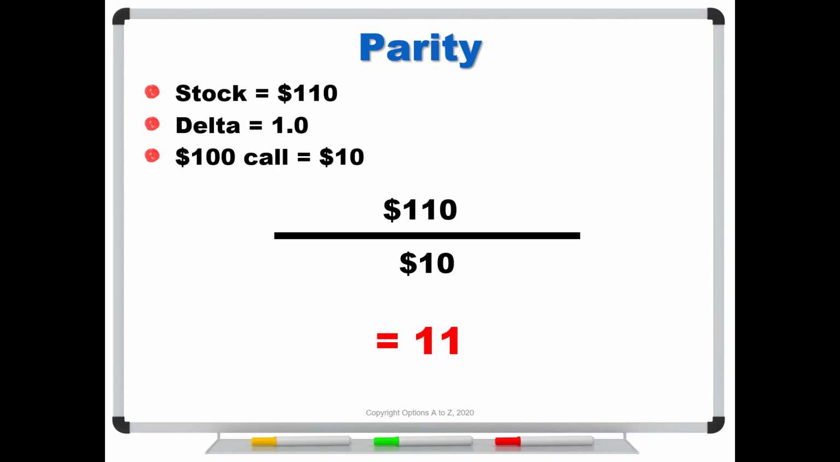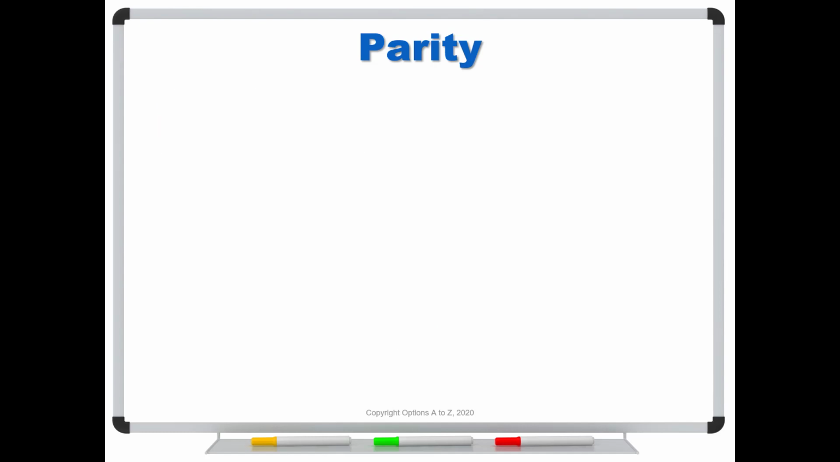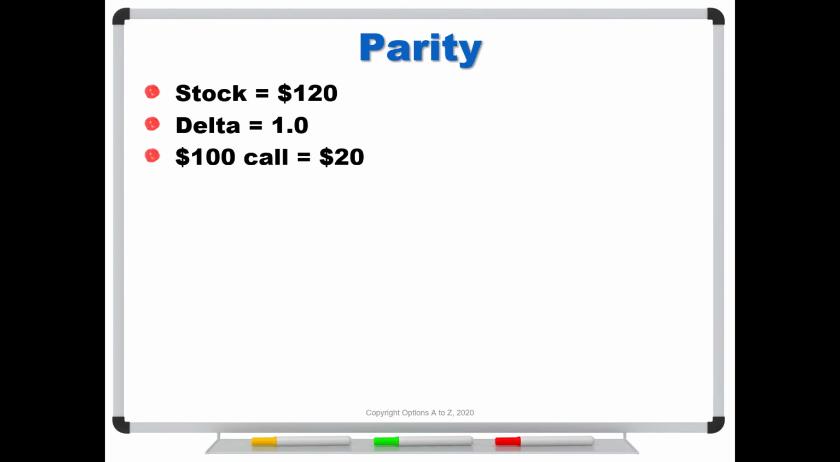So in this case, the gearing is meaningful, but that's because we know the delta is 1. But you can see how that's going to change. Let's say the stock rises to 120, delta's still 1. The 100 call is trading for 20.